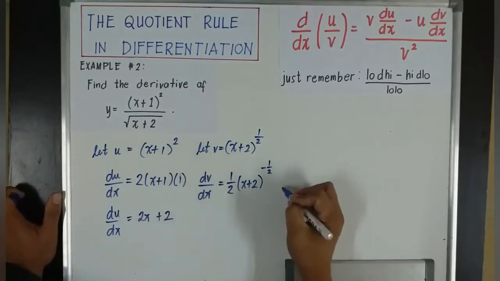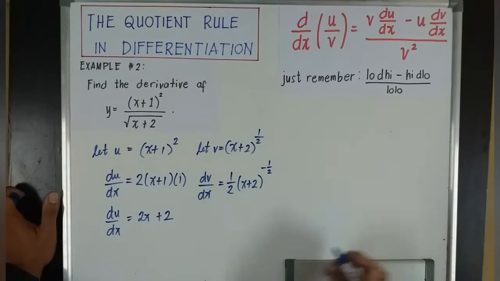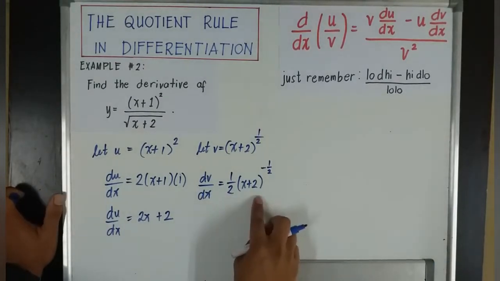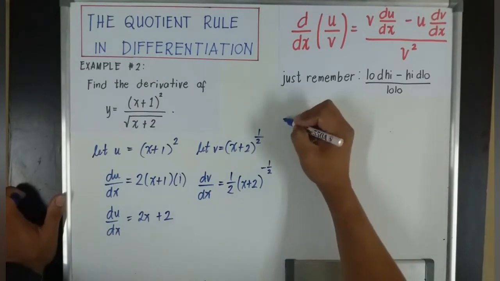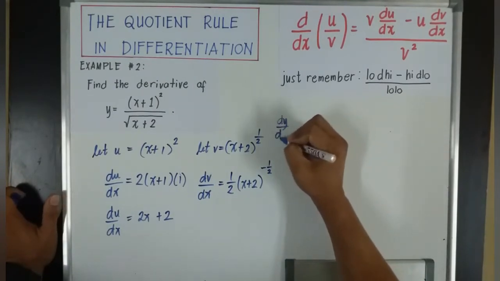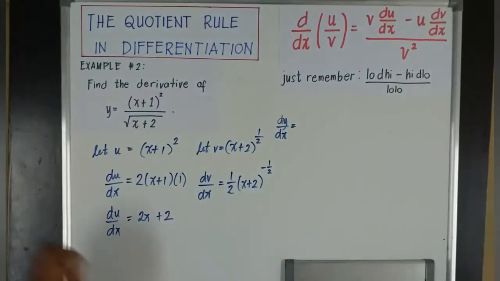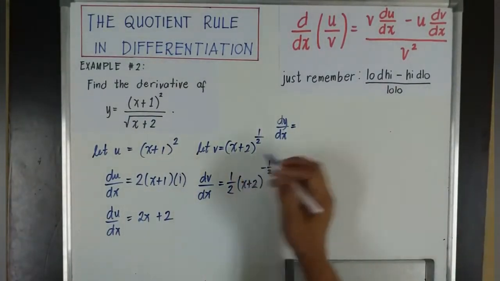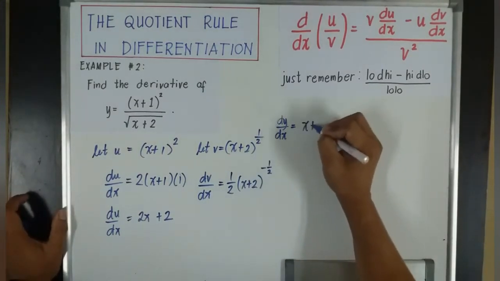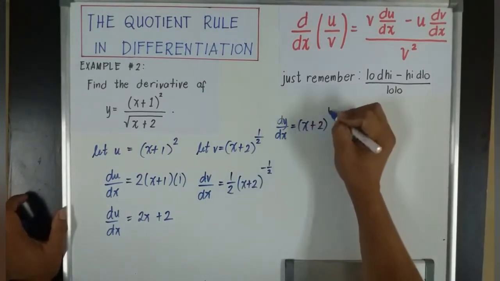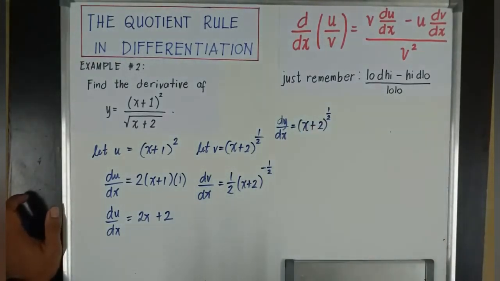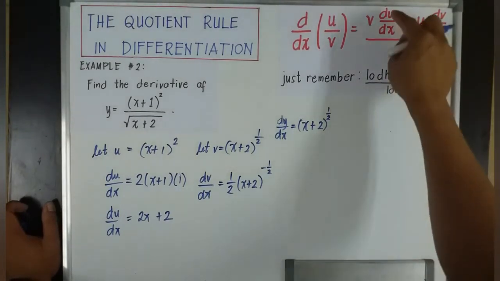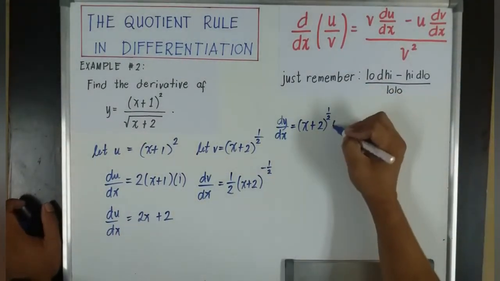It is 1. Do I need to multiply it with 1? No need. Okay, will it be enough for this? Yes. Okay, let's do dy over dx. dy over dx is equal now to, what is the v? This one. x plus 2 to the power of 1/2, or you can write square root of x plus 2. Doesn't matter.